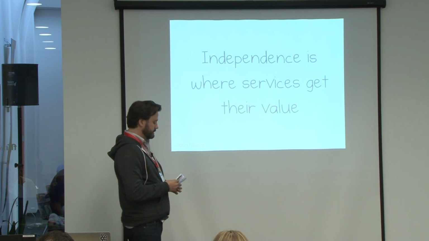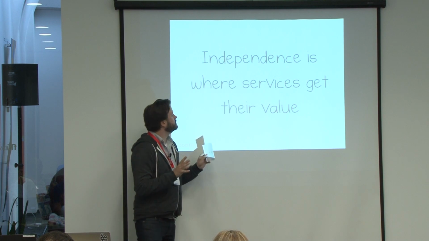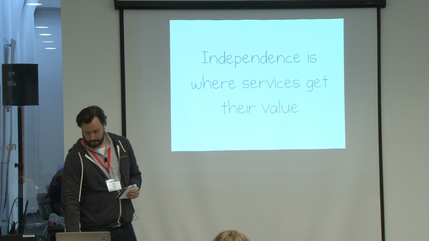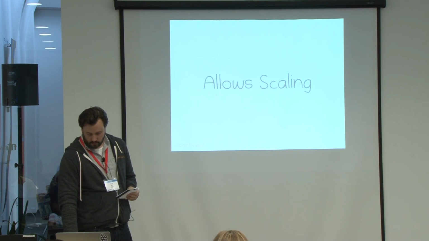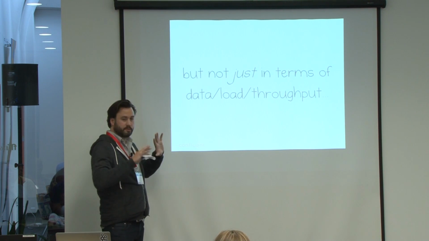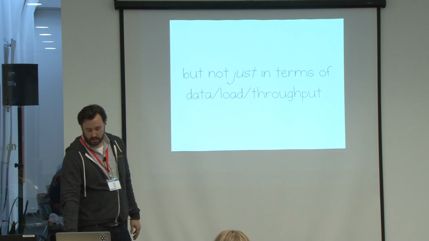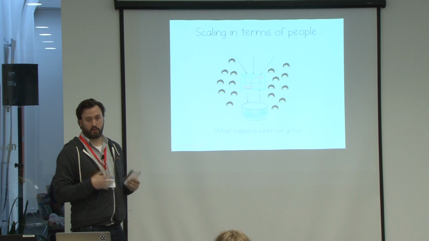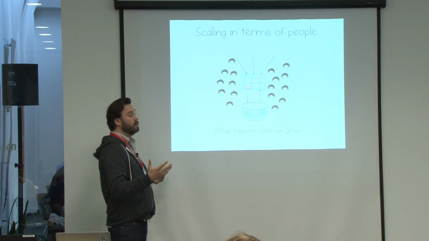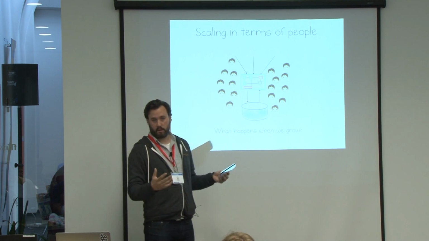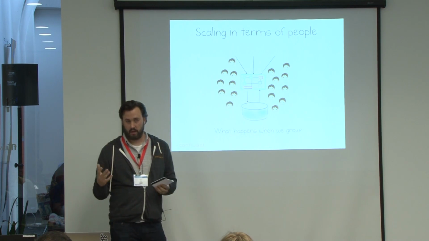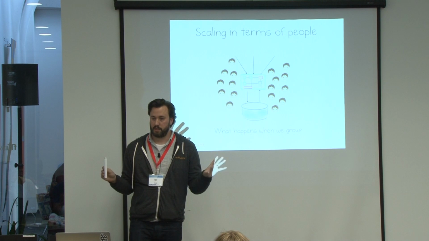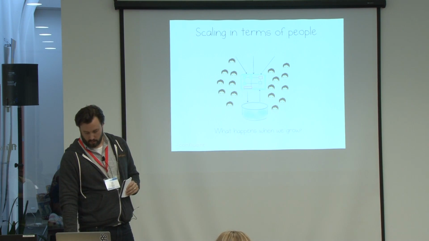So autonomousness is where these services get their value, the independence of them, right? They allow scaling, but not just in terms of your data and your throughput, but the teams and the people that are building and designing and growing these systems. What happens when we grow with our monolith? What happens when the data increases, right? If we have these small services, you can potentially grow a lot easier. It reduces the complexity of growth, right?